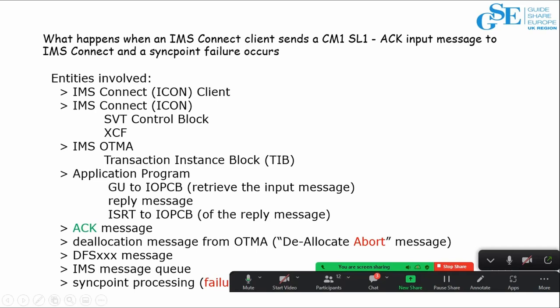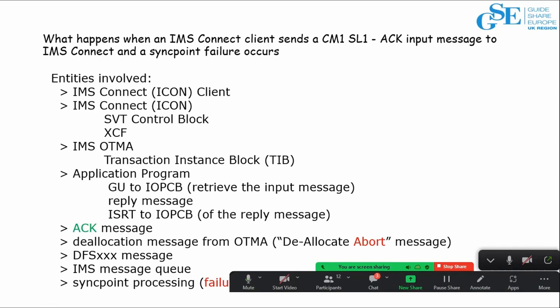So in case of phase one sync point failure, number one, OTMA processes the failed sync point, and number two, OTMA sends the DFS XXX message and the deallocate abort message to IMS Connect, again through XCF. And these messages can arrive in IMS Connect through XCF in any order. It's not necessary that the DFS message arrives first or the deallocate abort message arrives second. It doesn't matter.